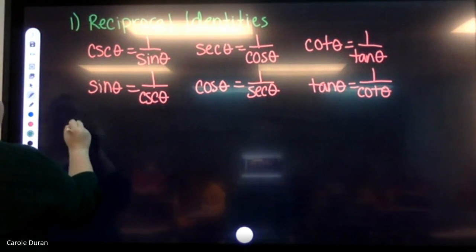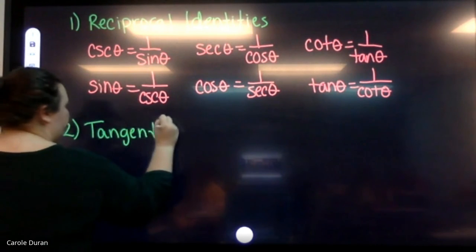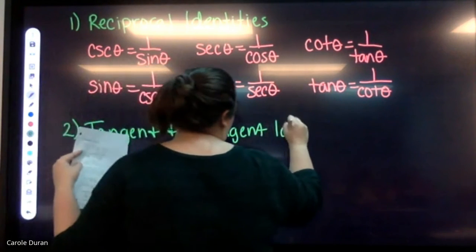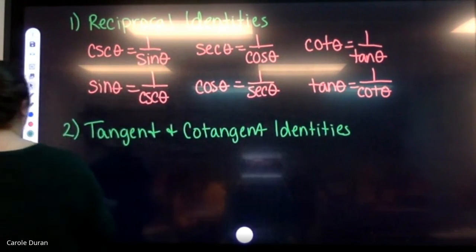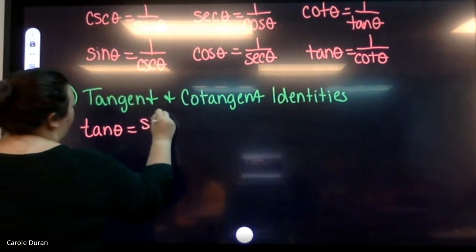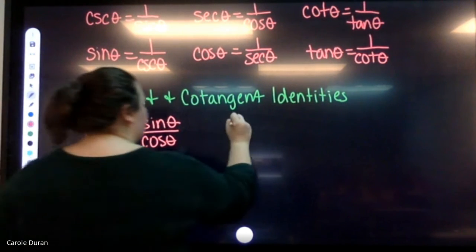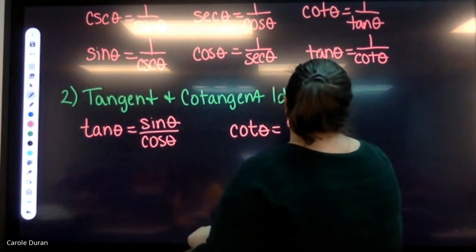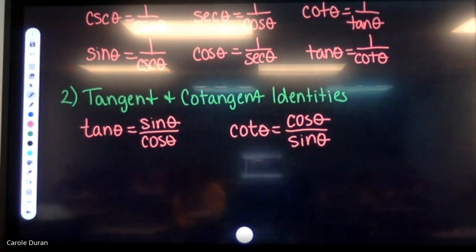The next identities we have are the tangent and cotangent identities. The first of these is that tangent is equal to sine over cosine. Cotangent then, because it's just tangent flipped, is equal to cosine over sine. So those are your tangent and cotangent identities.